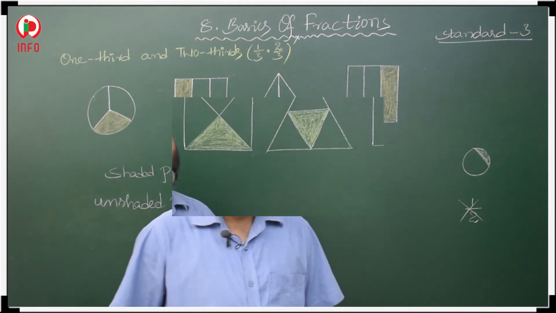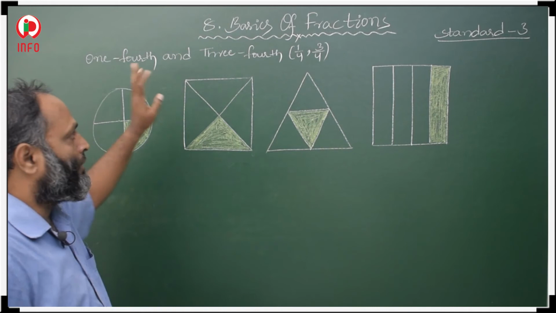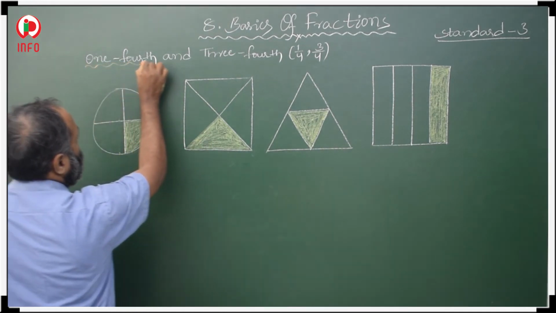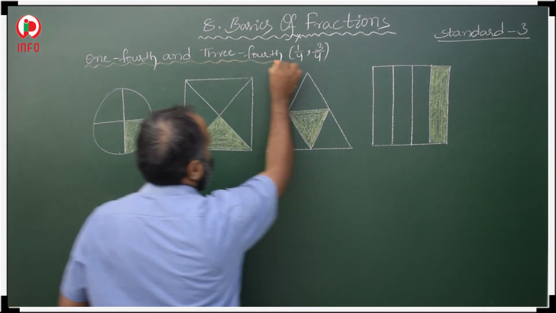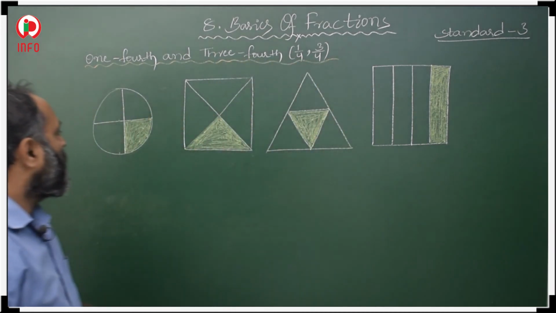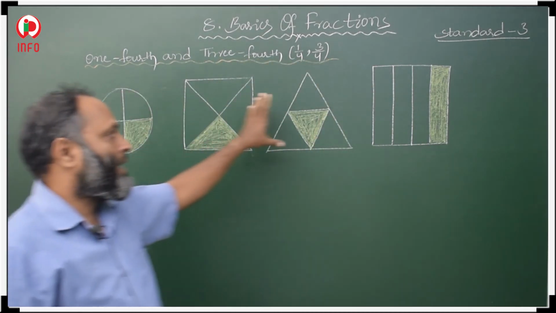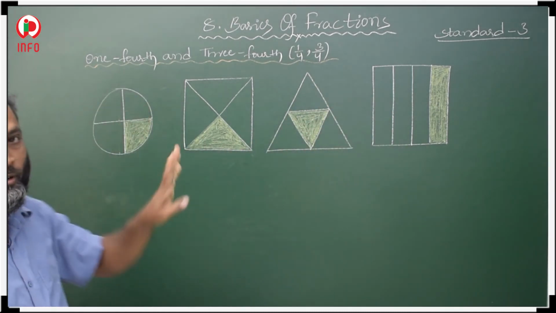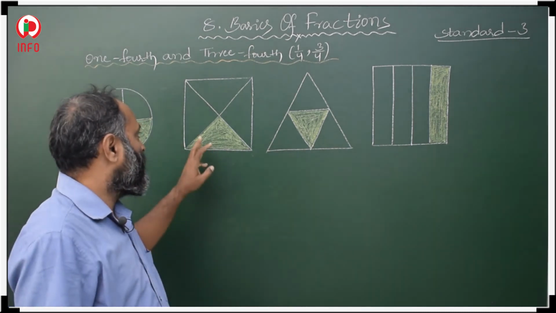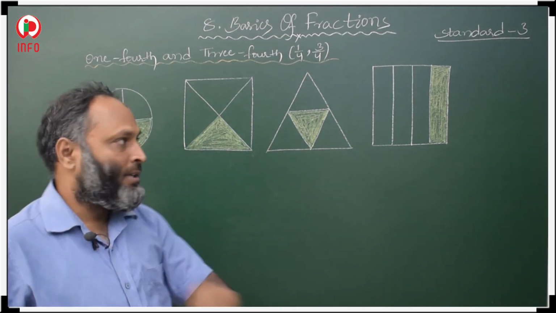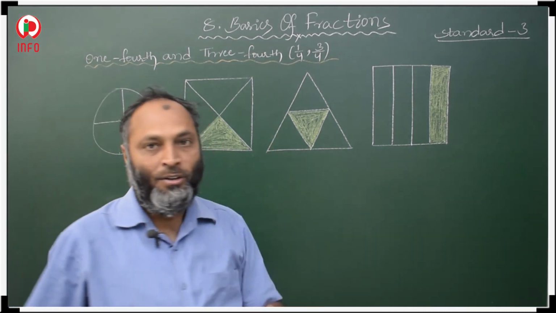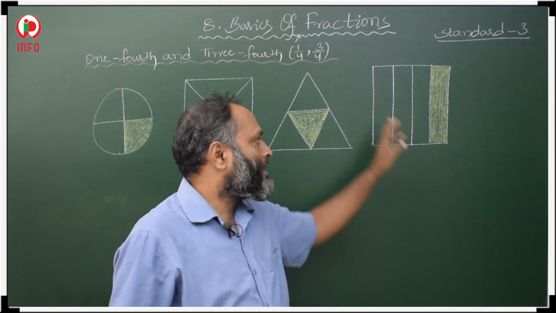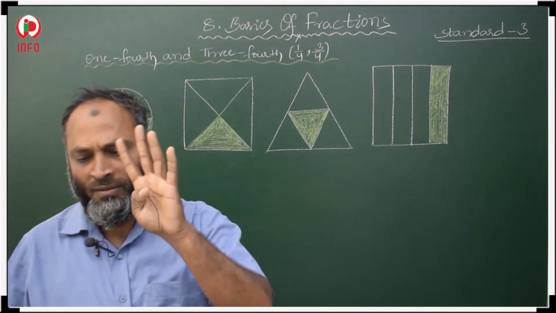Okay. Now next, 1/4 and 3/4. What is 1/4 and what is meant by 3/4? See here. This is a circle, square, triangle and square. This circle is divided into 4 equal parts, this square is divided into 4 equal parts, and this triangle is divided into 4 equal parts, 1, 2, 3, 4, and this square is divided into 4 equal parts.